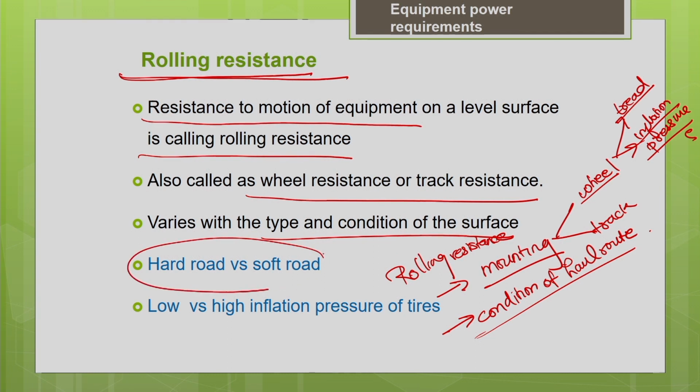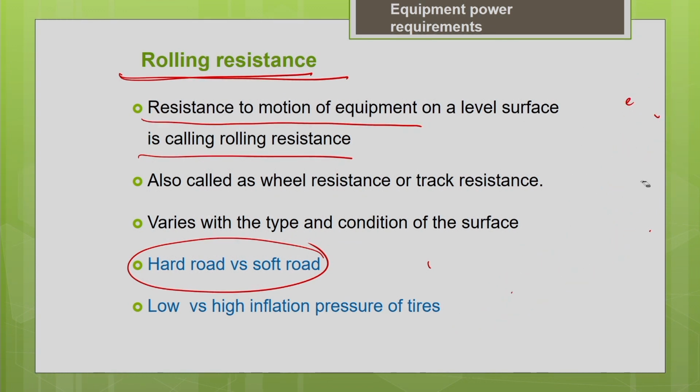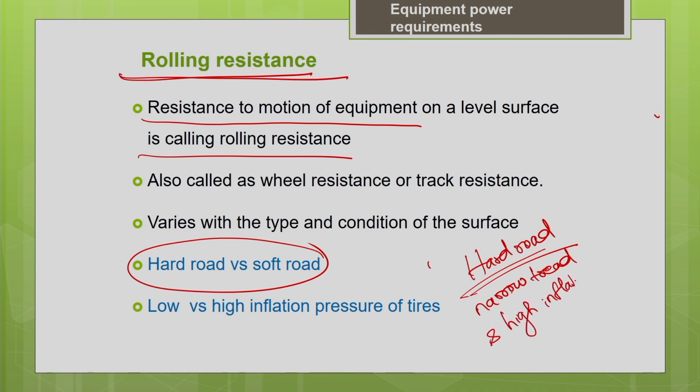So we were comparing the rolling resistance of the hard road and the soft road. I gave you examples: concrete and asphalt roads are hard roads, and the earthen road you can take as an example for the soft road. See, in a hard road, a wheel with a narrow tread, that is a smaller dimension, and high inflation pressure in the tire will give you low rolling resistance.